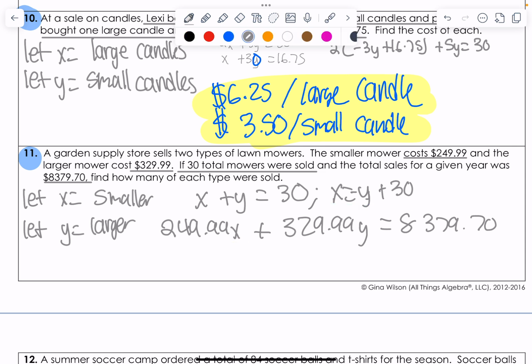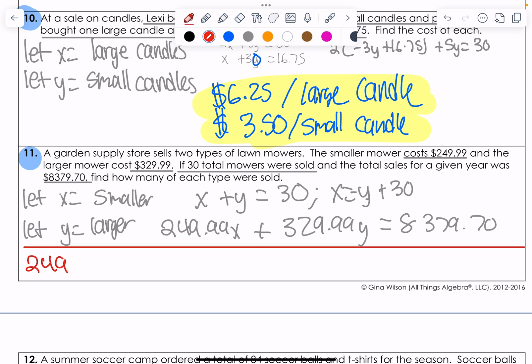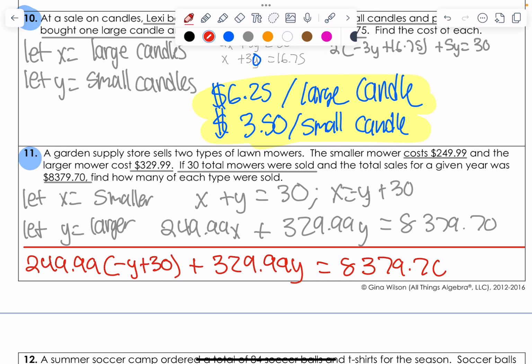So let me use a different marker here too, and we'll do a nice little line. Look at me organizing my work. Okay, 249.99 times x, well, we know x is negative y plus 30, plus 329.99y, again, just copying down, must be equal to 8,379.70. And this is going to be fun to distribute.